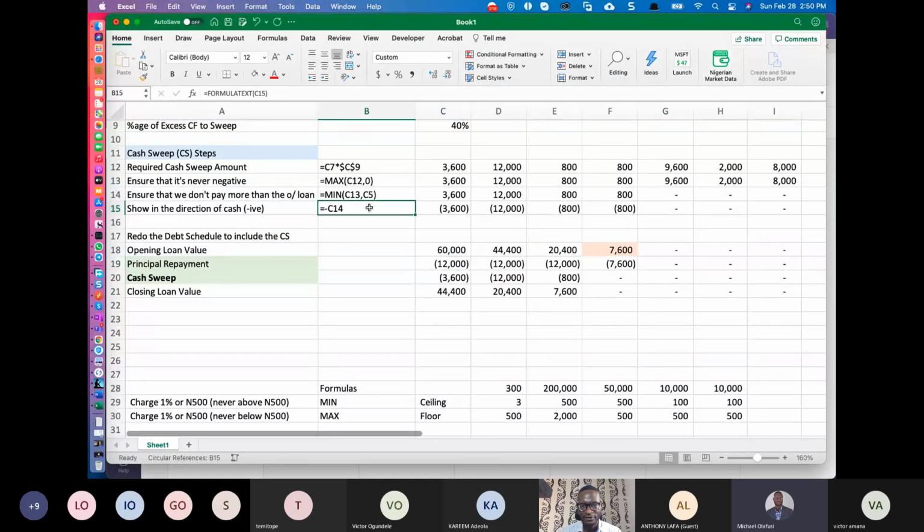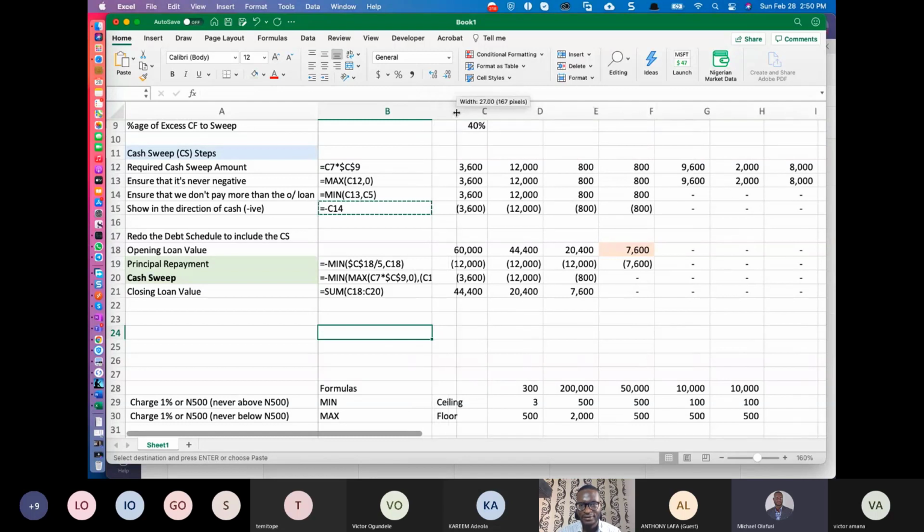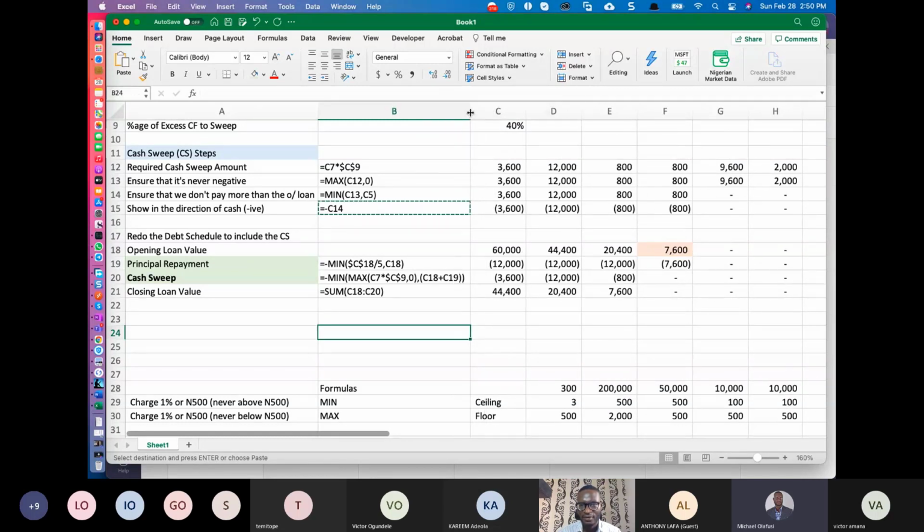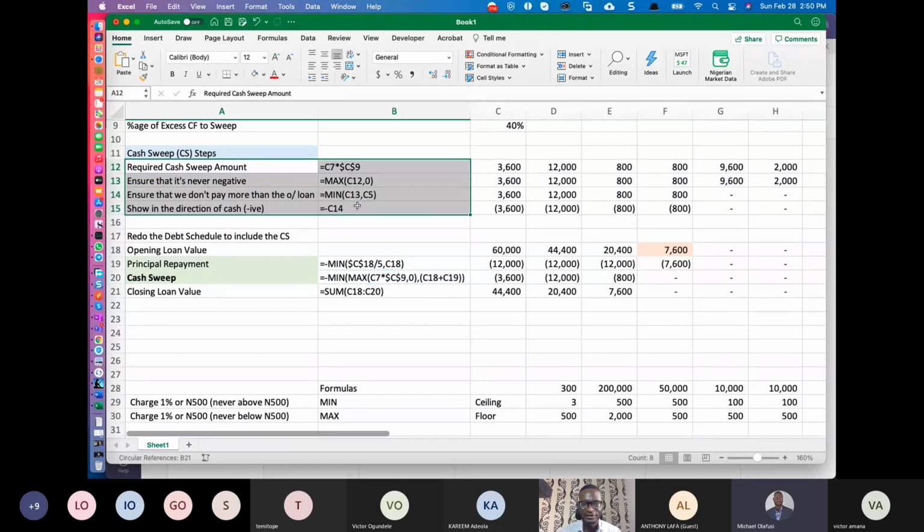The principal has to be intelligent enough to know that you must not overpay. So we have to do a ceiling. Don't pay more than what we have outstanding. And then the cash sweep too has to meet all of this. So I don't want to re-say them, but you were here when we were going through them step by step. And those are the two adjustments that factor in your cash sweep.